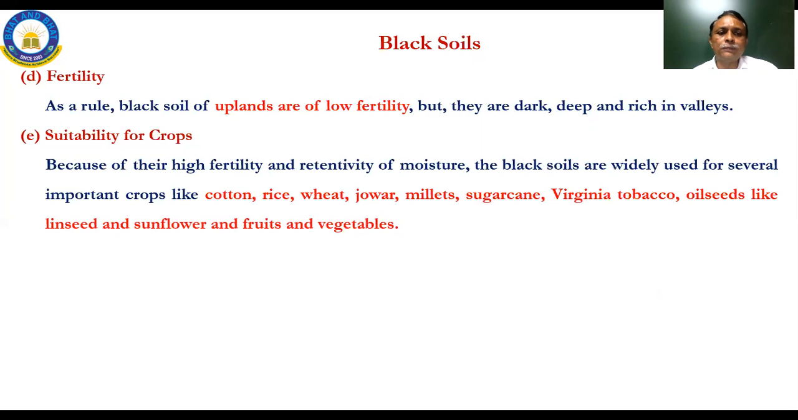Suitability for crops: because of their high fertility and retentivity of moisture, the black soils are widely used for several important crops like cotton. In fact, the most important crop that is grown is cotton. So cotton, rice, wheat, jowar, millets, sugarcane, Virginia tobacco, oil seeds like linseed and sunflower, and fruits and vegetables. Please remember, it's covering about 17% of the area. So that's quite a large area there.